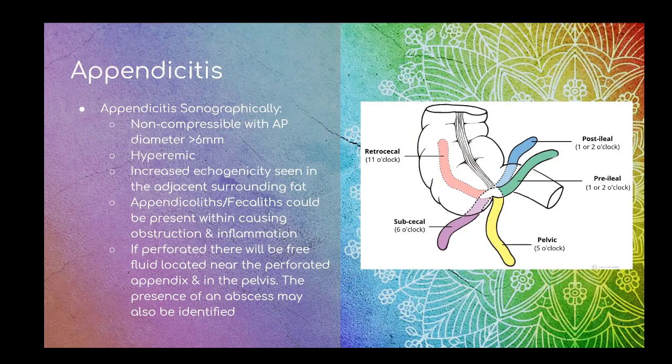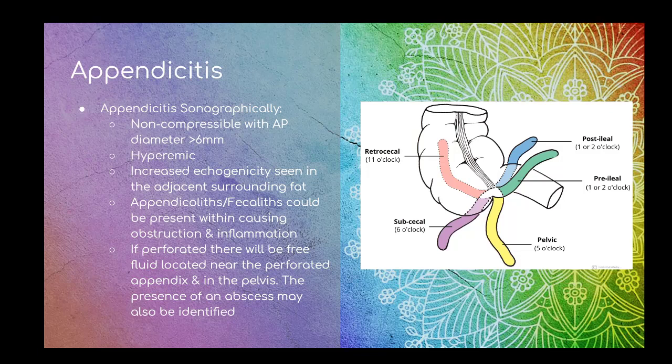When we go in to scan the appendix, we are looking for a non-compressible structure that measures more than 6 millimeters in diameter. This is for positive appendicitis. It should be non-compressible, and it's going to measure greater than 6 millimeters. A normal appendix compresses and measures less than 6 millimeters.